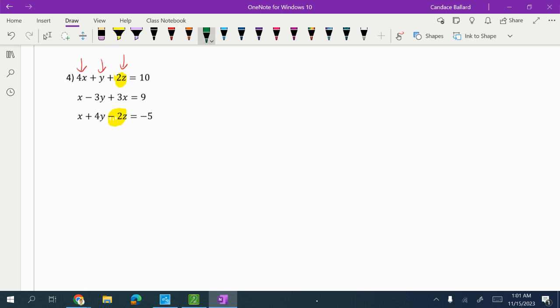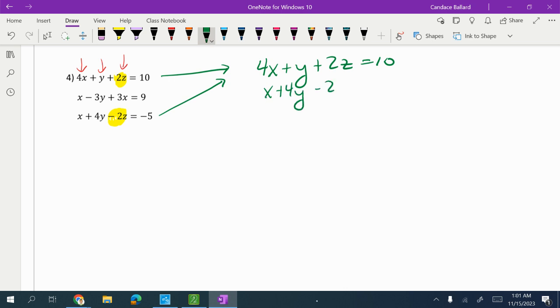So the first pairing I'm going to do is take these two here and pair them up. So I have 4x plus y plus 2z equals 10 and x plus 4y minus 2z equals negative 5. I'm going to come back and eliminate those in just a minute. Now I'm going to pick another pair of equations. So I know I have to use this one here, and then I have to decide which one I'm going to use in addition to it. So one of these two equations we use twice.